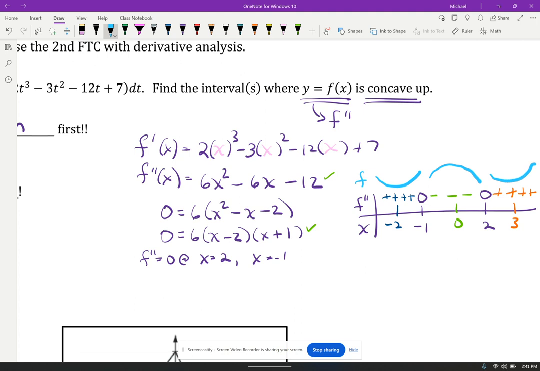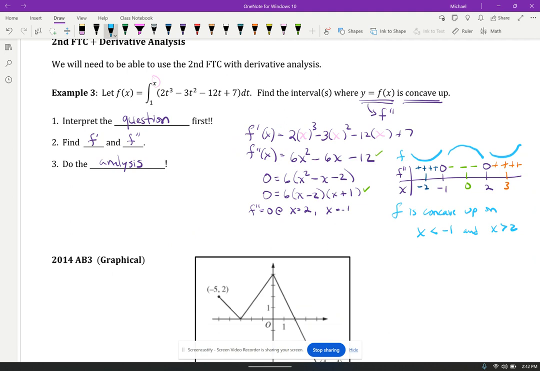But the question was, where is the function f concave up? The function f is concave up on x's that are less than negative 1 and x's that are greater than 2. And we're done with this analysis.